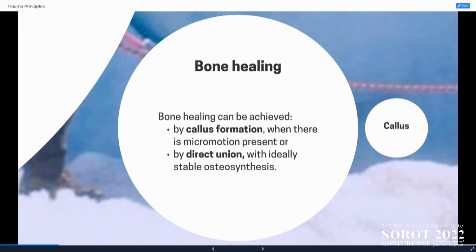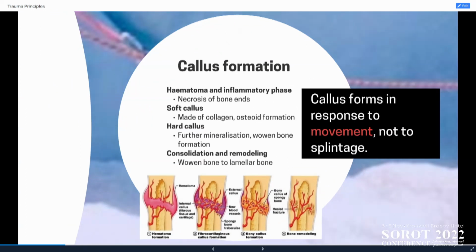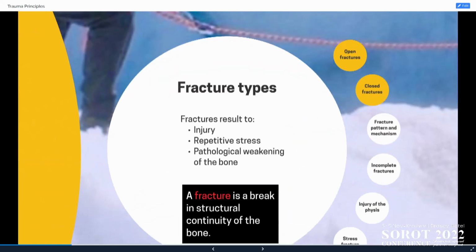So, types of bone healing. It can be achieved by callus formation when there is micromotion present, and by direct union when the osteosynthesis is ideally stable. Callus has different phases of formation. We have the hematoma and inflammatory phase, the soft callus, hard callus, and consolidation and remodeling. Soft callus can already be seen on an X-ray as a scarcely calcified tissue. Callus forms in response to movement, not to splintage. So there has to be some micromotion present.